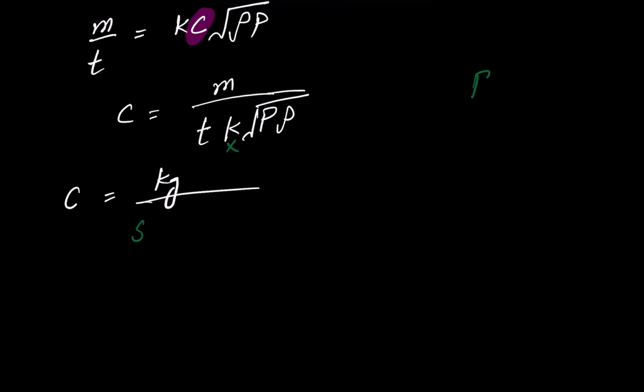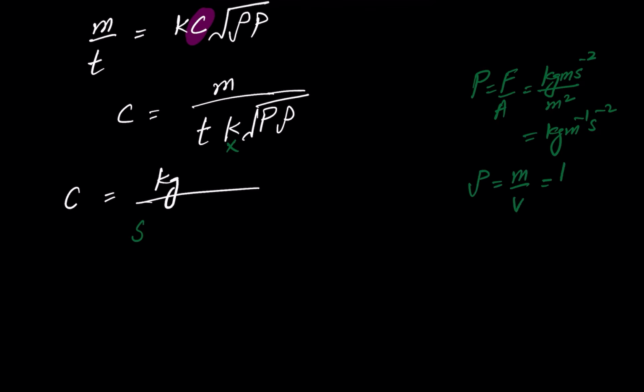So P was the pressure. If you remember, pressure is force over area. So it is kg meter per second square divided by meter square. It is kg m minus 1. Okay, it's a quick review. Density is mass per unit volume. So it is kg per meter cube. Okay, let's put these here.